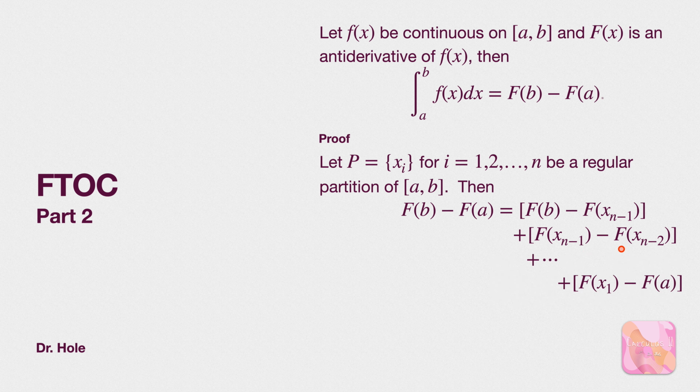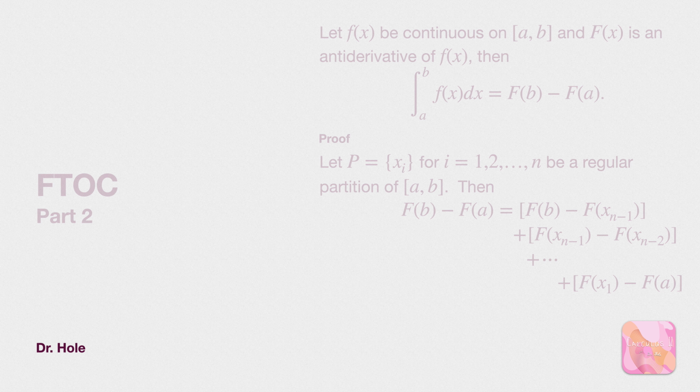So if we continue that until we get down to x1, then that's accounted for all terms in the partition except for the endpoints, and the endpoints are xn and x0. All right, good. So make sure that you understand how these are equivalent.